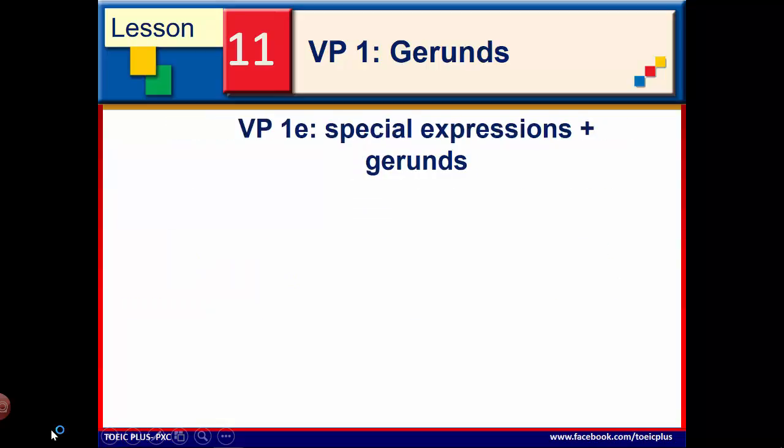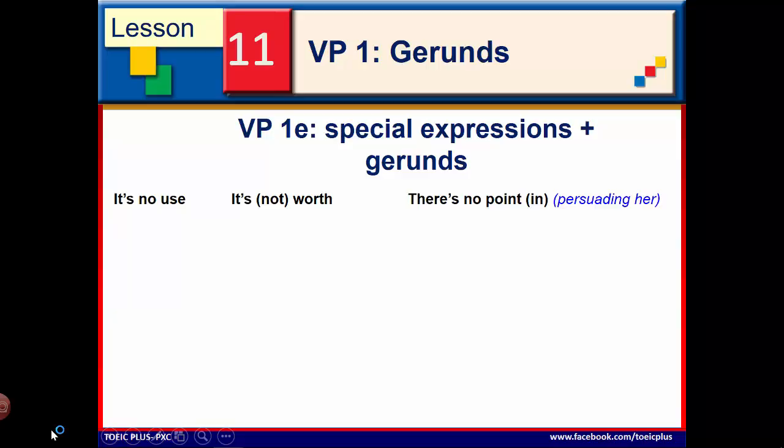Now, 1E. Special expressions and gerunds. And we have these special expressions. Repeat: it's no use, it's not worth, there's no point. For example, it's no use persuading her. It's not worth persuading her, and there's no point persuading her.